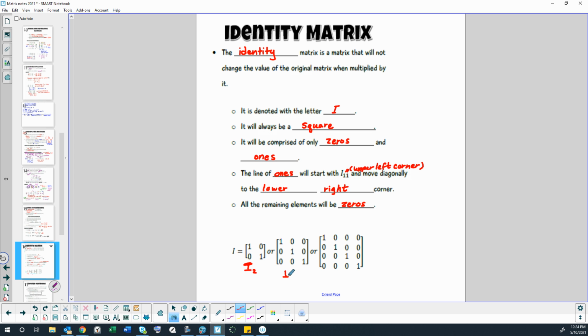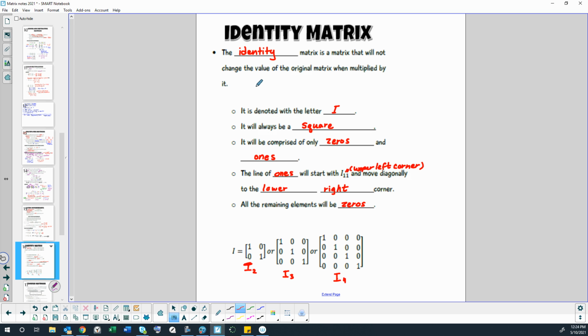So this one can sometimes be called an I sub 3 because it's an identity matrix that's 3 by 3. Here's one that would be considered I sub 4. And notice in all of these we have a diagonal of ones and then everything else is zeros, right?